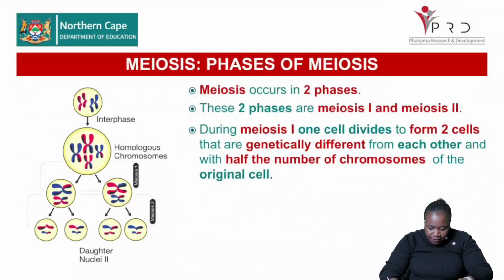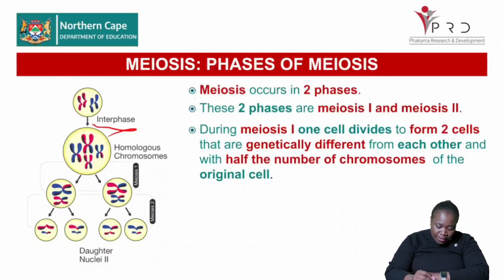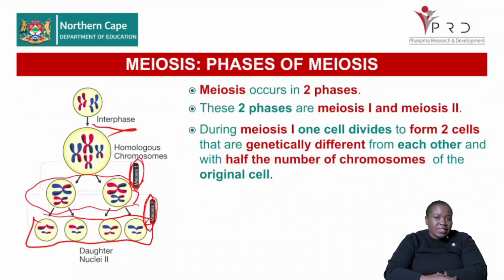Right, now let's have a look at the phases of meiosis. If we have a look at this diagram over here, it is just giving us an overview of the whole process of meiosis, starting from interphase, which is the phase that prepares the cell for either mitosis or meiosis. Here we are looking at meiosis, so this is in preparation of the actual process of meiosis. And then we can see here at the end of meiosis 1, we would have ended up with two cells that are haploid. And then at the end of meiosis 2, we can see that now we have 4 cells that are genetically different from each other.